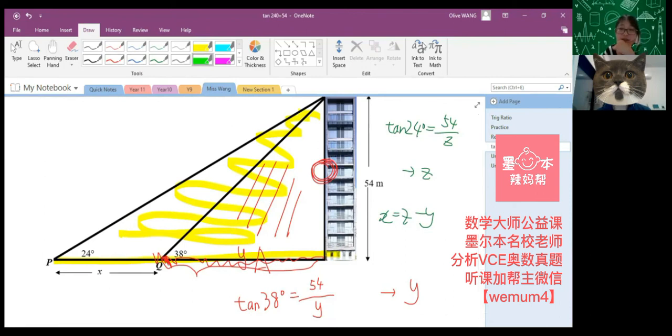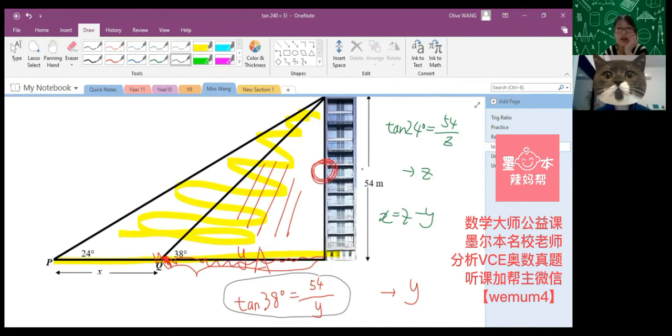Okay, maybe now everyone, before we go, can you let me know, look at this equation here. Can anyone tell me, into the calculator, how do I press the button? tan 38 equals 54 divided by y. So how do I find y? How do I press the buttons on the calculator? Even year 10 students got stuck sometimes with this one.